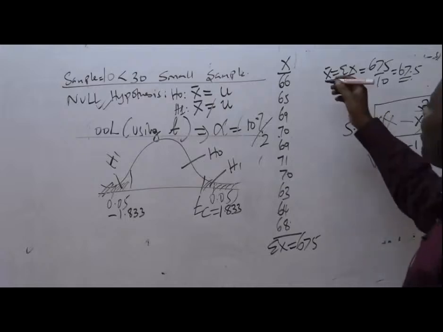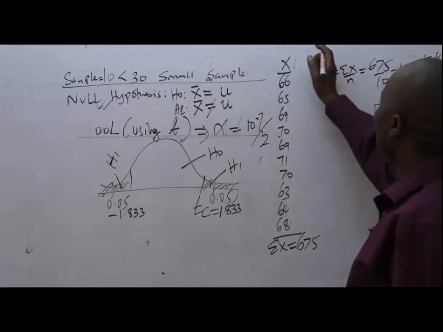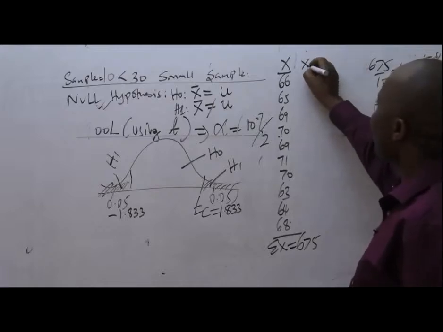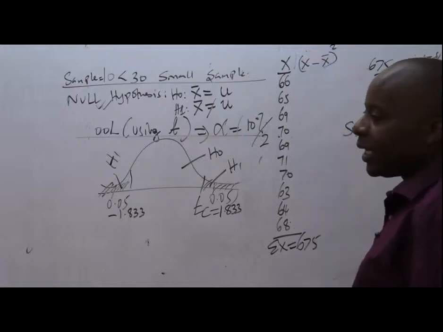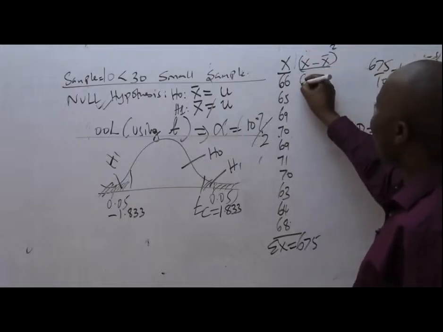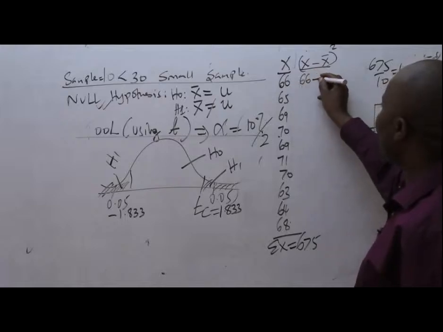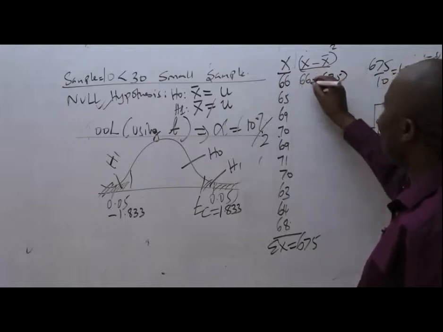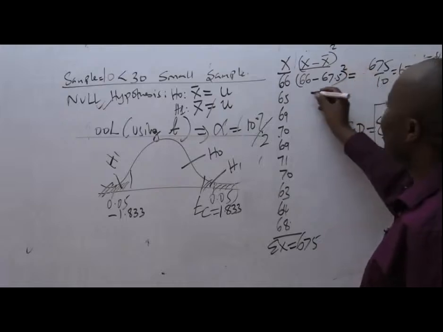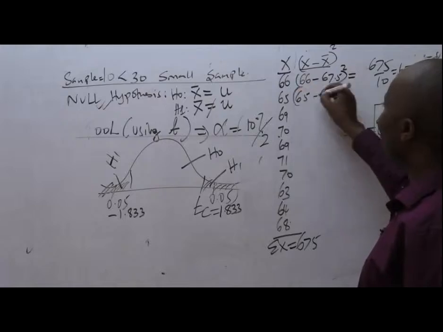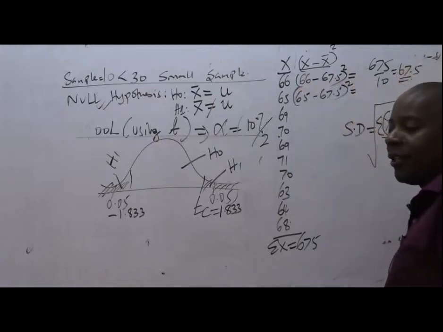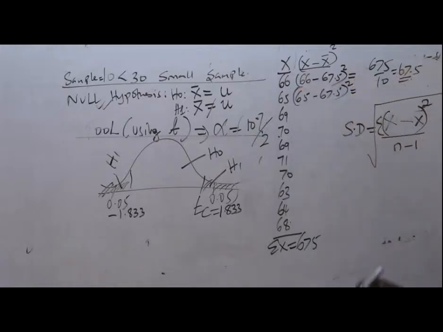So could you kindly create a column for the numerator? You create a column here for x minus x bar squared. So like now the first one will be 66, that is x, minus x bar, which is 67.5. You square this, you get an answer. You go to the second one, 65 minus 67.5, you square this, you get an answer. And then you do like that for all of them.